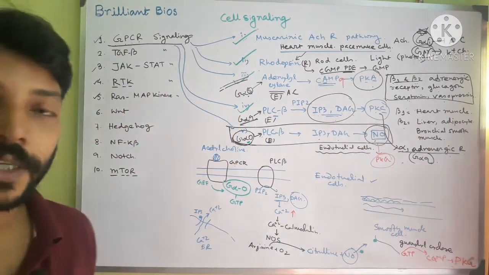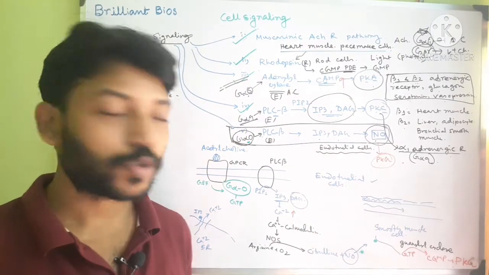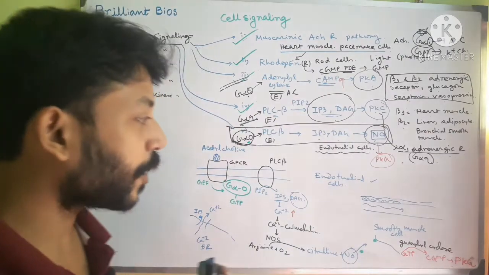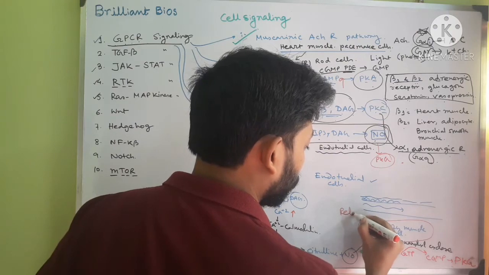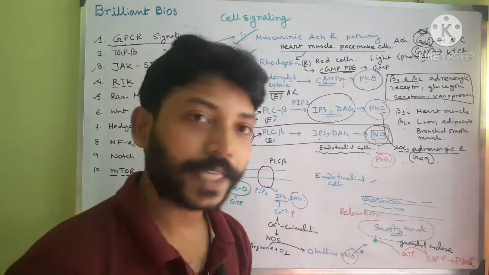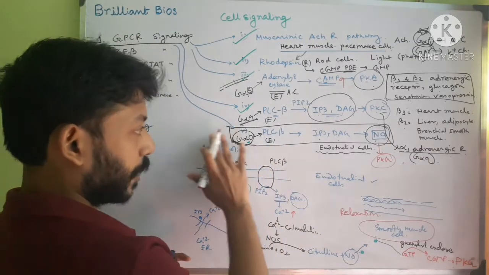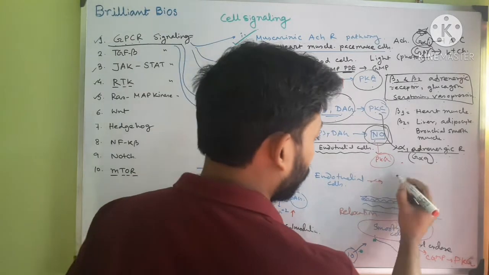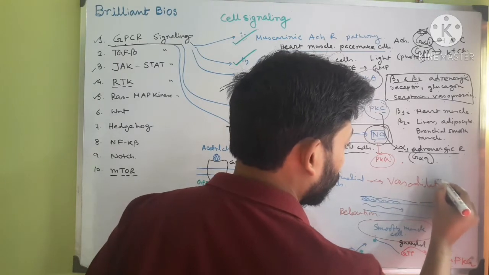This protein kinase G dephosphorylates the light chain of myosin so that it cannot contract, and activates different proteins, and the ultimate result is smooth muscle relaxation. When smooth muscles get relaxed, the blood vessels dilate. It is called vasodilation. So the ultimate result of this signaling pathway from the acetylcholine, the last thing, is the blood vessels' vasodilation.